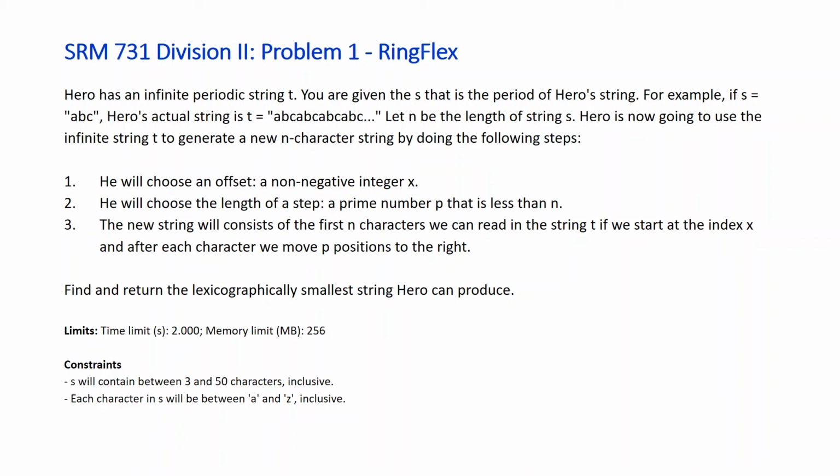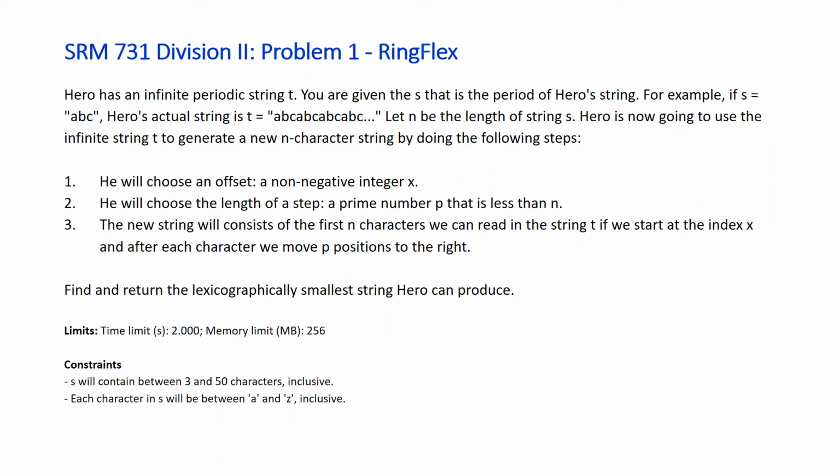Let n be the length of string s. Hero is now going to use the infinite string to generate a new n-character string by doing the following steps. 1. He will choose an offset, a non-negative integer x. 2. He will choose the length of a step, a prime number p that is less than n. And 3. The new string will consist of the first n characters we can read in the string t if we start at the index x and after each character we move p positions to the right. Find and return the lexicographically smallest string Hero can produce.